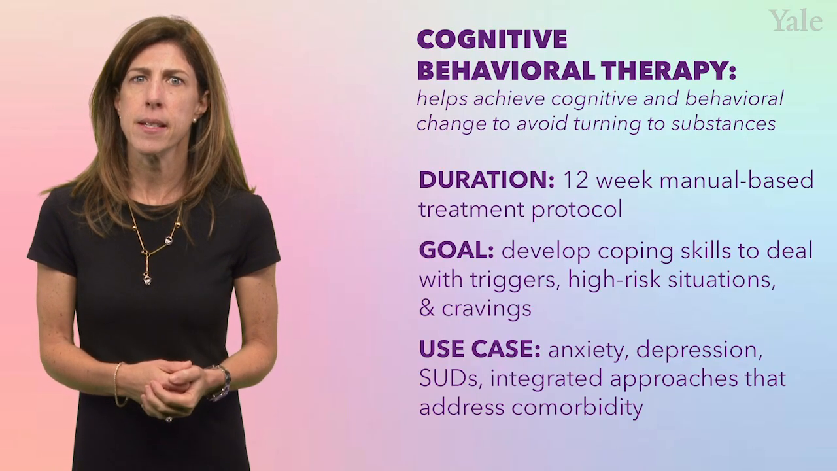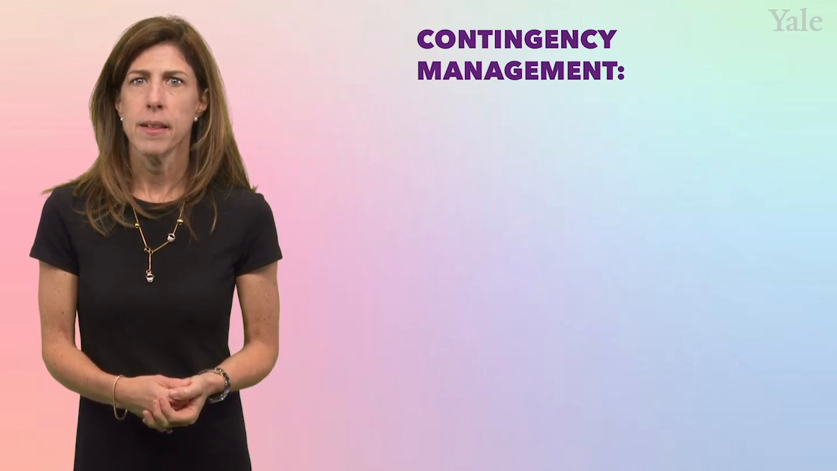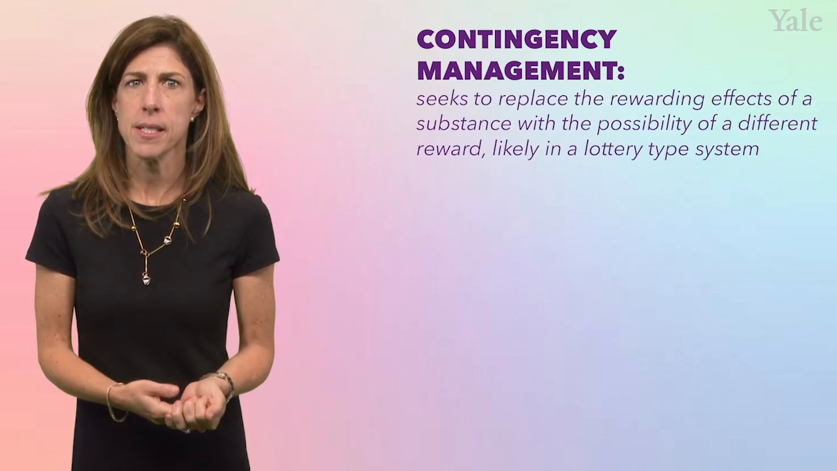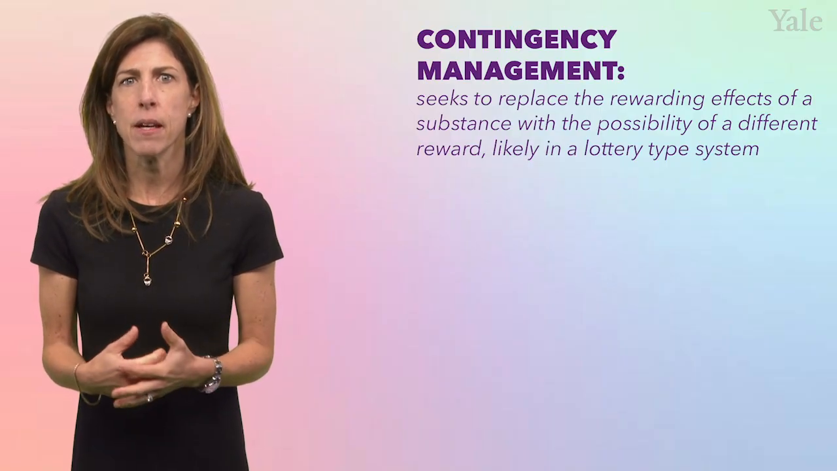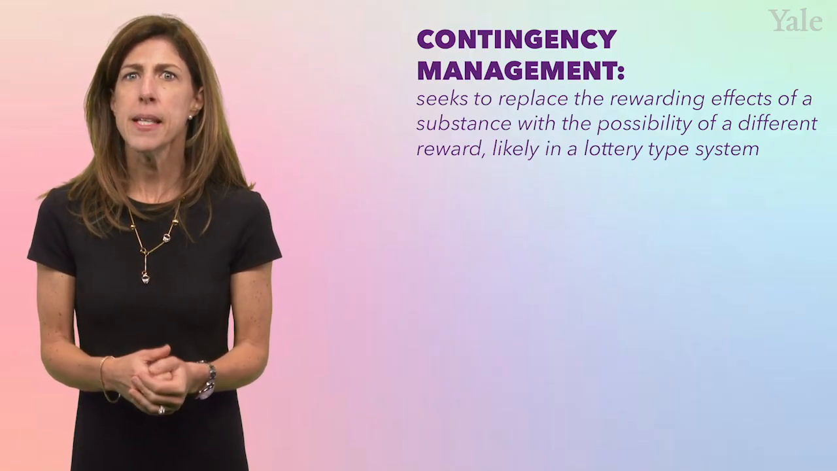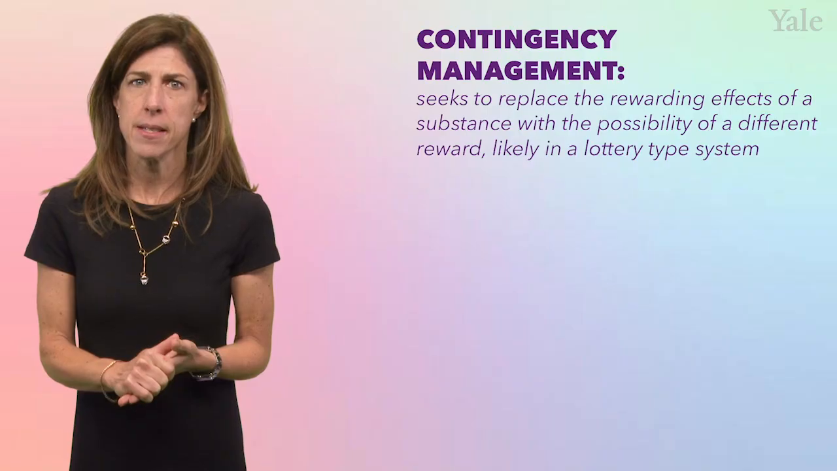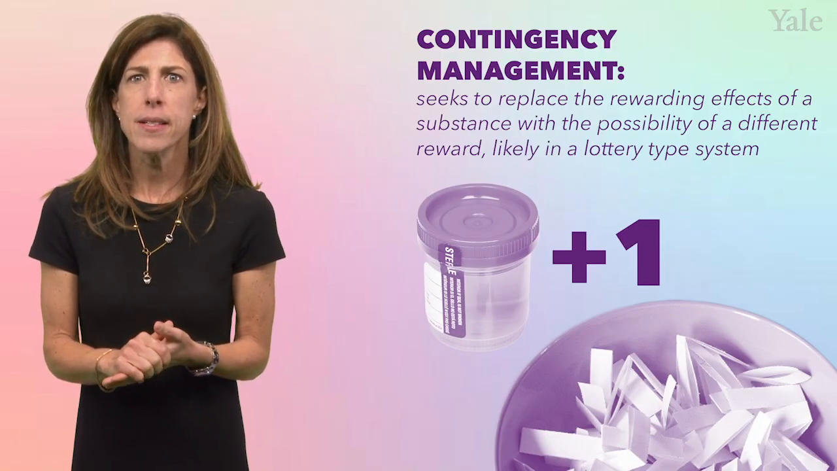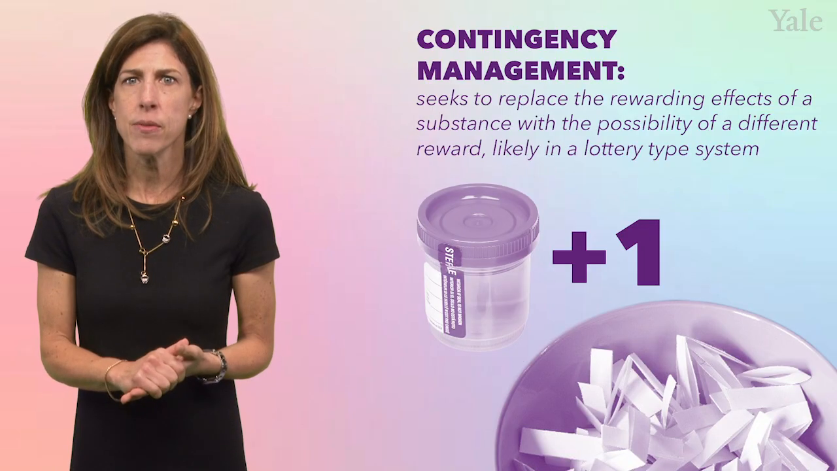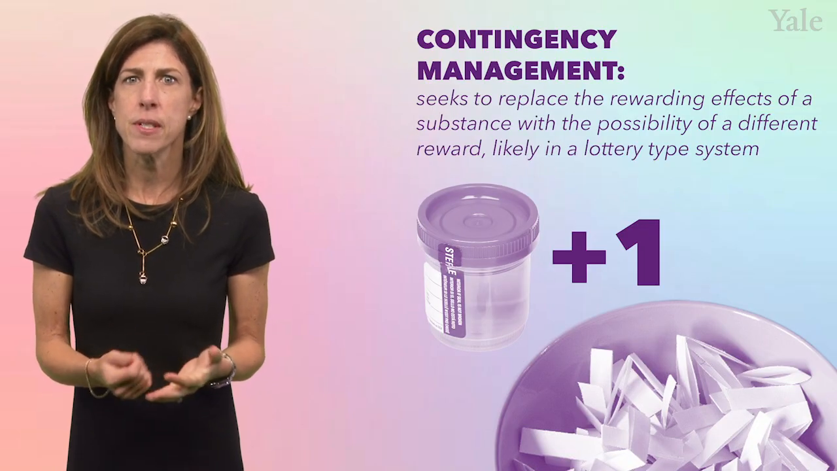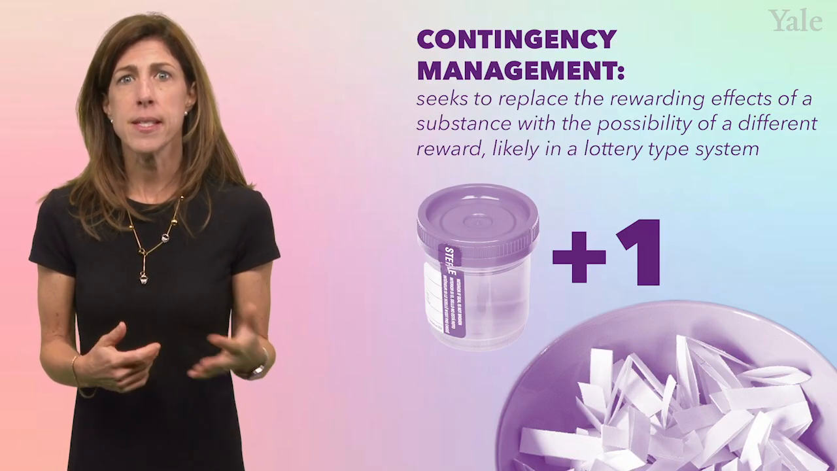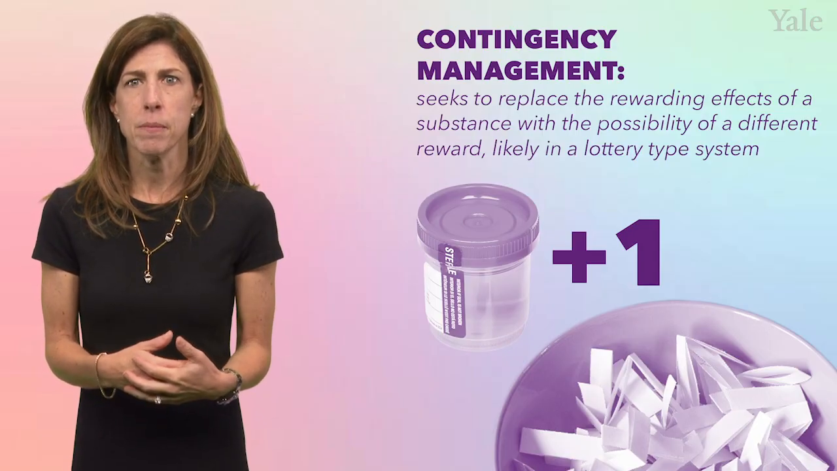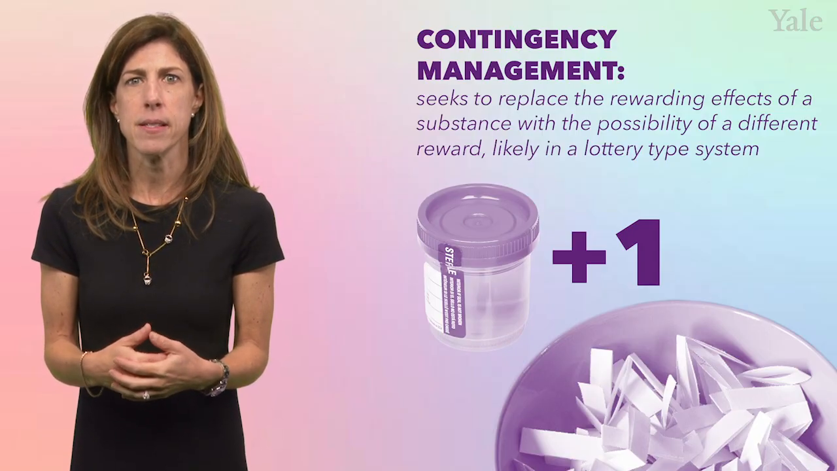Another therapy is contingency management. Contingency management seeks to replace the rewarding effects of a substance with the possibility of a different reward. This may be in the form of a lottery-type system, where for each negative urine tox screen, the patient has an opportunity to pull a prize from a bowl that has vouchers of different sizes, or the patient's given a voucher for each drug-free urine that may be exchanged for items, with the value increasing as there is a greater length of abstinence.